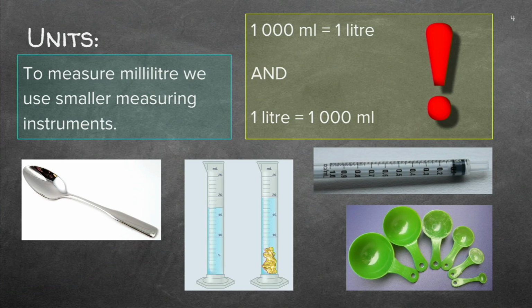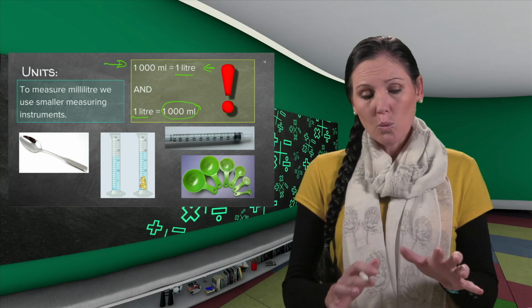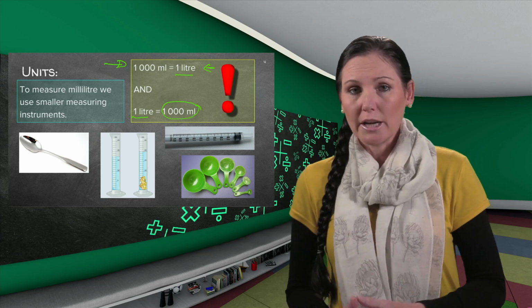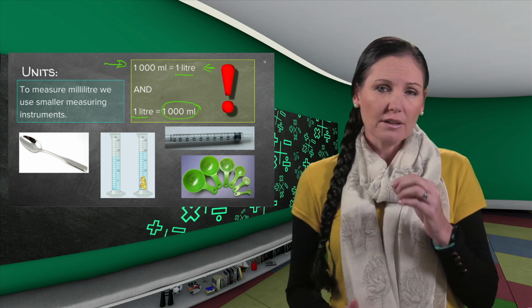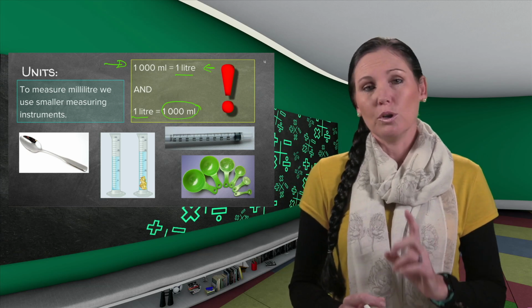Now the units. Very, very important for you to go and study this. You need to know this, especially when we are going to convert milliliters to liters and liters to milliliters. You need to know that 1,000 milliliters are equal to 1 liter, or 1 liter equals 1,000 milliliters. Now remember, I said 1 milliliter is less than 1 liter. So milliliter is a very, very tiny unit.